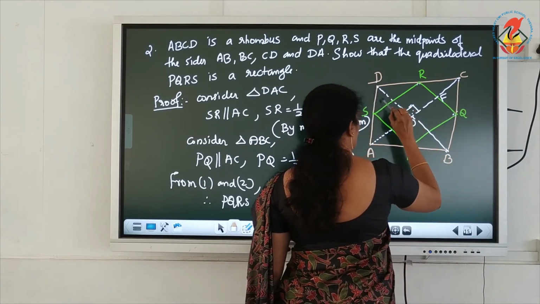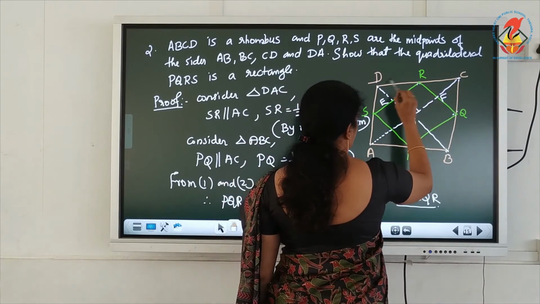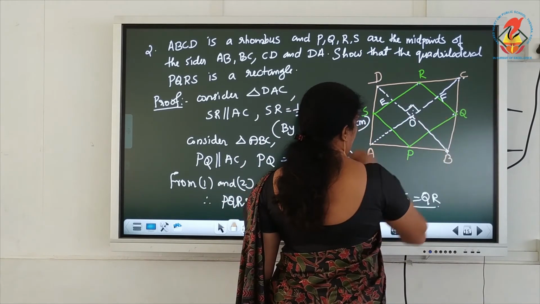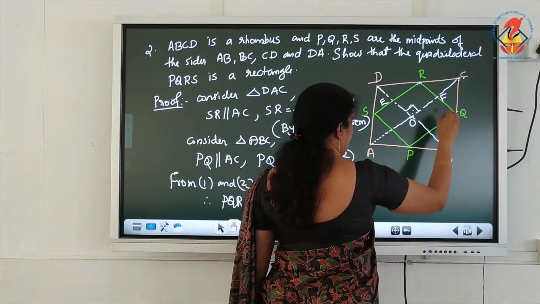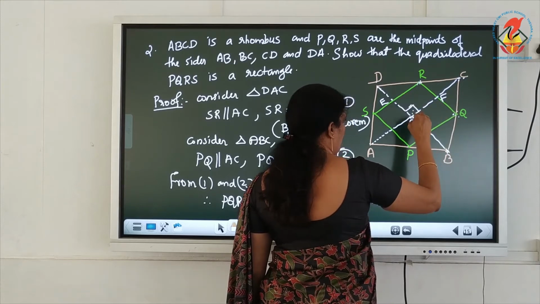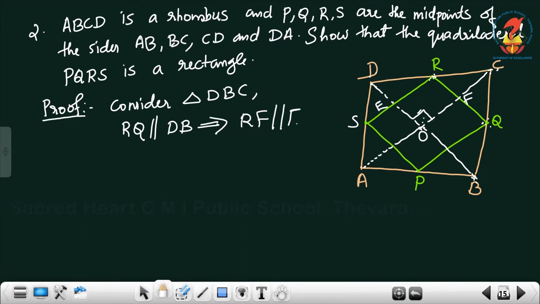Consider triangle DBC. In DBC, RQ parallel to DB. That means RF parallel to EO. Consider triangle DBC, RQ parallel to DB, implies RF parallel to EO.